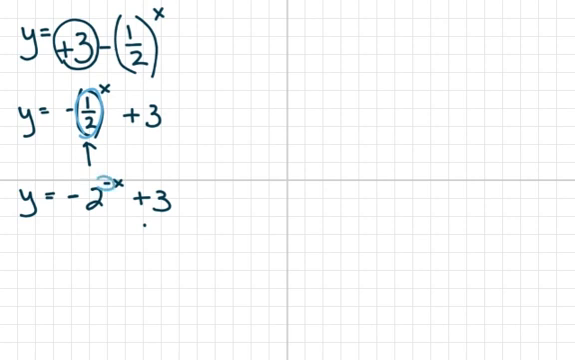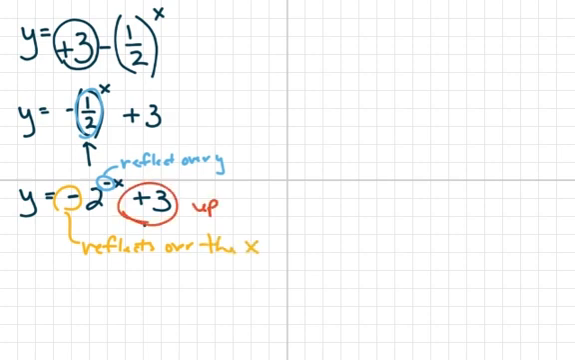Because remember, this up here, when it messes with your x, that tells me it reflects over the y. This one right here tells me it reflects over the x. Gross, right? And this one right here tells me it's going to go up 3.